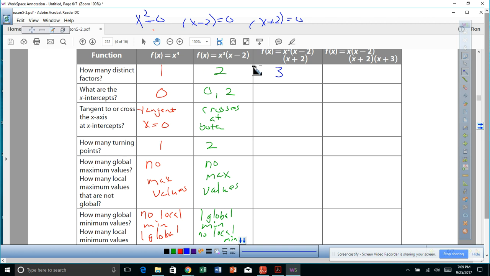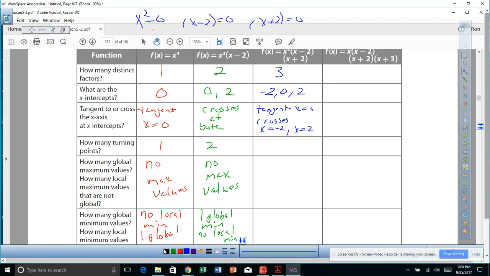And what are the x-intercepts? Well, if you subtract 2 from both sides, you get -2. That's 0. And if you add 2 to both sides, you get 2. So that's your 3 factors, okay? Tangent to or across the x-axis. Well, it's going to be tangent to the 0 because that's squared, and it's going to cross here and here. So we'll say tangent at x equals 0 and crosses at x equals -2 and x equals 2.